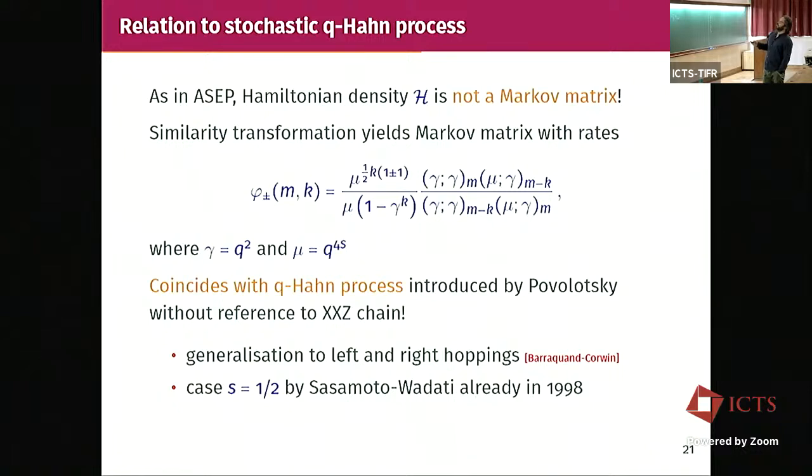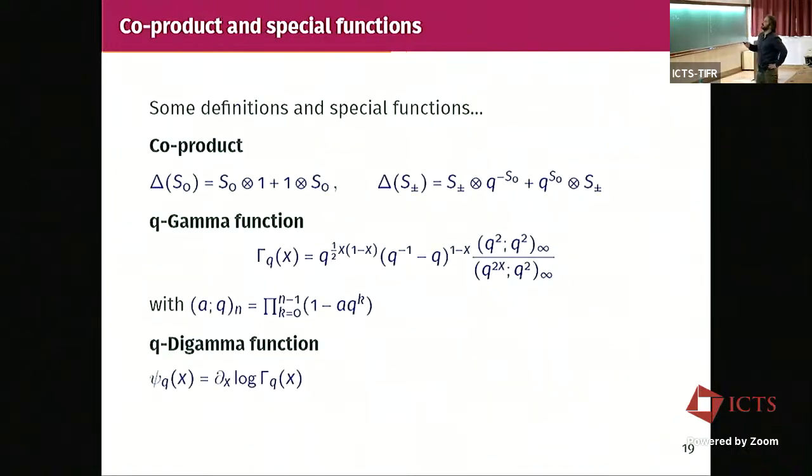So you may wonder, what is this guy? This is a q-Pochhammer symbol here. I don't know if I defined this somewhere. Yeah, here, sorry, I jumped over this definition. So this is the q-Pochhammer symbol.